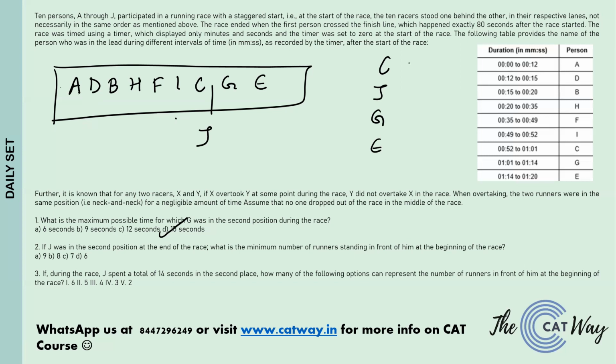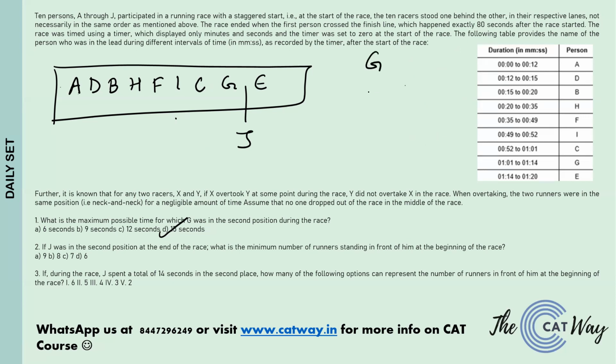When G overtook, let's say J also overtook C, so J came into this position, and C came here, E came here. Now E overtook G, so G cannot be overtaken by J, so this will be the positioning at the end of the race. Even if J occupies this position, J cannot finish second at the end of the race. That is certain. So the position that J can get is this one.